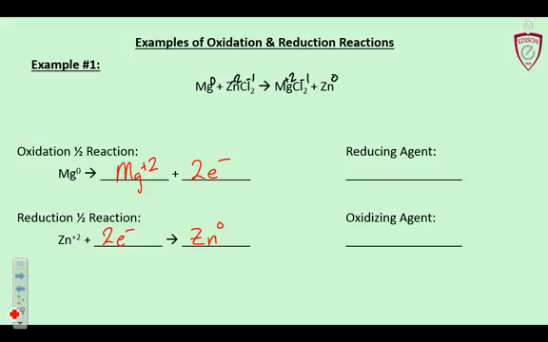So it's Mg, 0. Mg is being oxidized, so it is the reducing agent. And so Mg elemental 0 is the agent. Correct. And therefore, the oxidizing agent, you got to tell me about it.